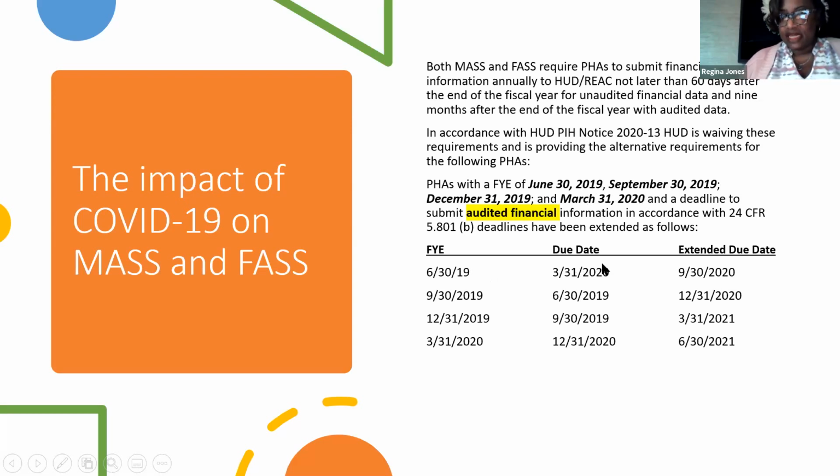Here are your extended deadlines. If you're 6/30/19, your deadline has been extended to 9/30/2020. If you're 9/30/2019, your deadline has been extended to 12/31/2020. If you're 12/31/2019, your deadline has been extended to 3/31/2021. And of course, if you're 3/31/2020, your deadline has been extended through 6/30/2021.